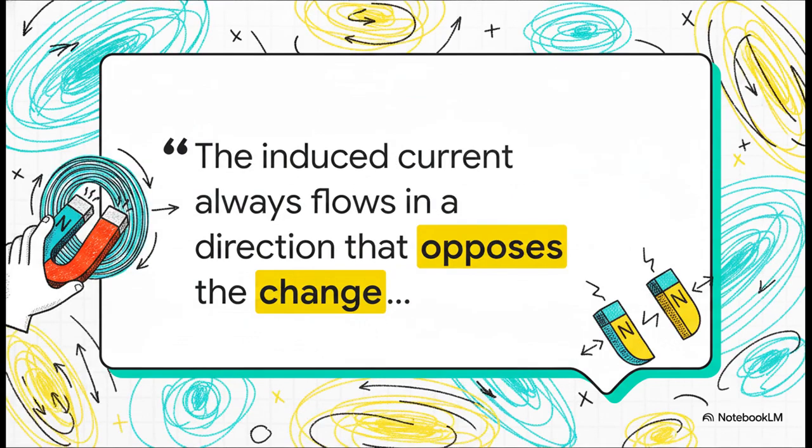But what about the direction of that current? Well, that brings us to Lenz's law, which states the induced current always flows in a direction that opposes the change that produced it. You see, the universe demands that energy is conserved. You literally can't get electricity for free.